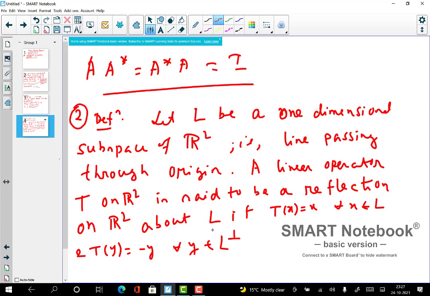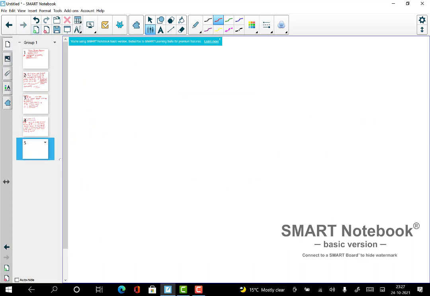Now let us try to find a few equivalent conditions for orthogonality. We'll do it for a finite dimensional vector space. For an infinite dimensional vector space, some of the conditions may not be true. So this is our theorem, one of the most important theorems for today's lecture.